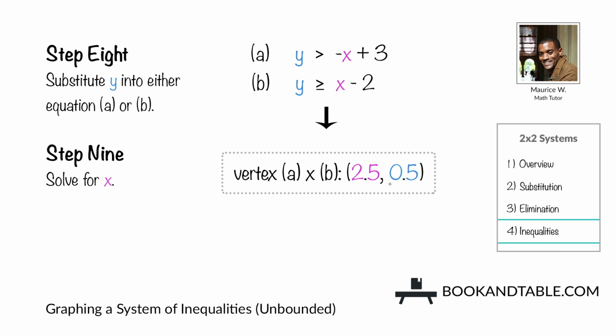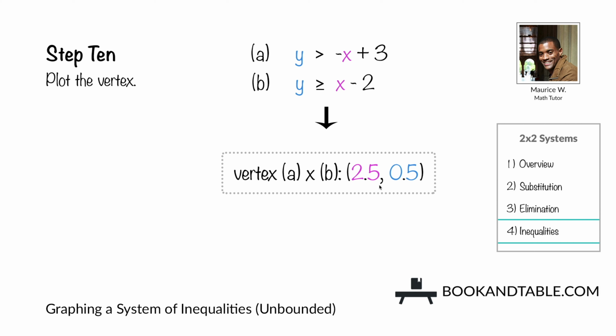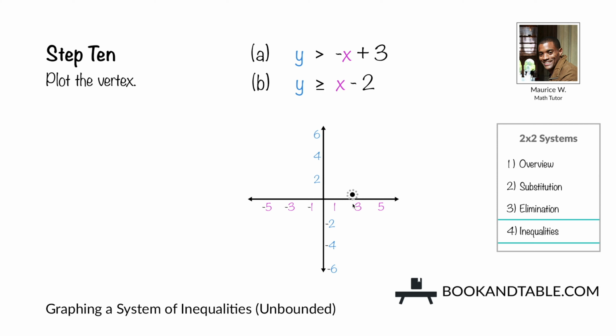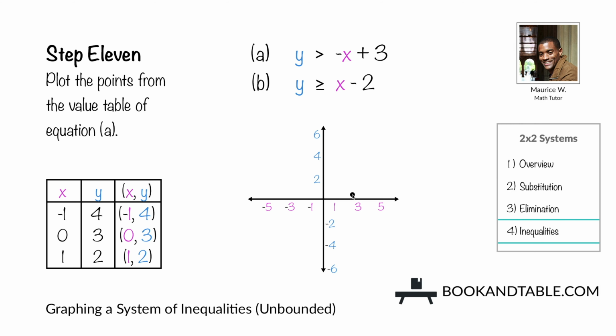So now that we know the vertex and we've created value tables with 3 points for each line, we can now plot the vertex and sketch both lines. So step 10, we want to plot the vertex, the point where the two lines cross, +2.5 along the x and +1/2 along the y. So you sketch out a coordinate plane and you plot the point at 2.5 along the x and +1/2 along the y. And now you go back to the value table you created for equation A.